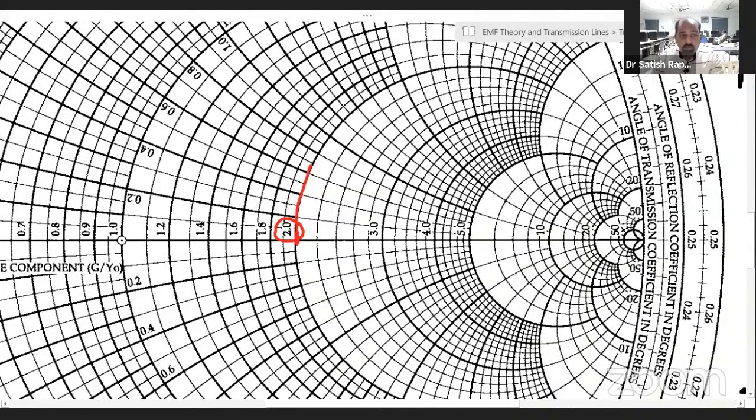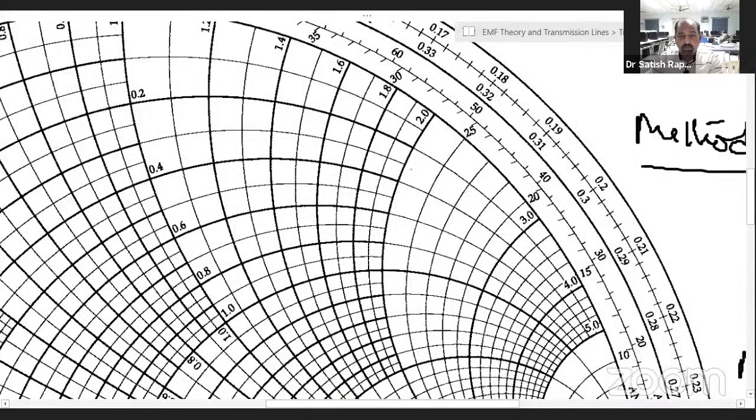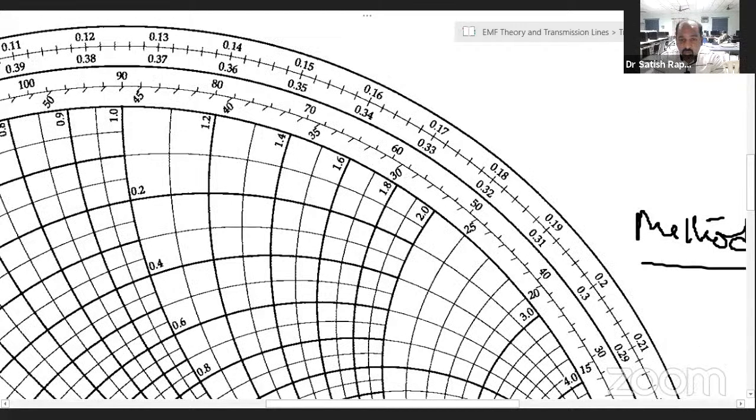And the X equal to 1.8 curve. Where is it? Right, so the X equal to 1.8 curve is this. So this is the X equal to 1.8 curve, this one.